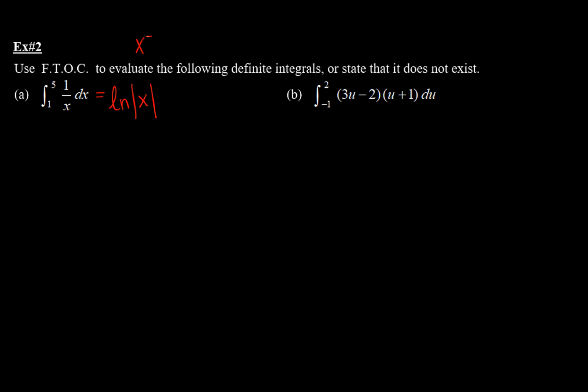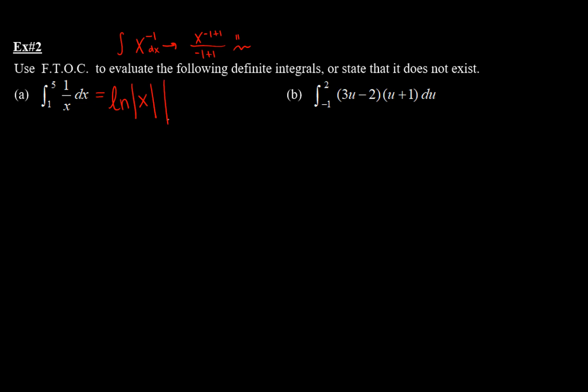Mind you, if we thought of this as x to the negative 1 and we tried to use the power rule, we would get x to the negative 1 plus 1, which gives me 0, and then I would have to divide by that power. And so what we have to remember is that if I have 1 over x, then I'm going to have the natural log of the absolute value of x.